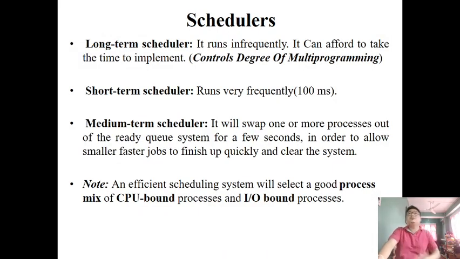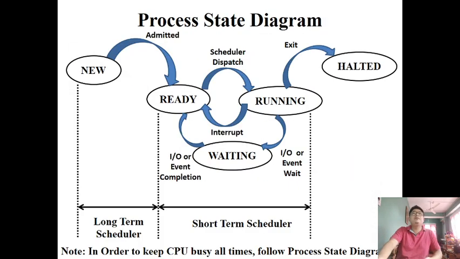First, let us talk about the long-term scheduler. The long-term scheduler basically controls the degree of multi-programming. When a process is shifted from the new state to the ready state, who is responsible for transferring a process from the new state to the ready state? The answer is the long-term scheduler.